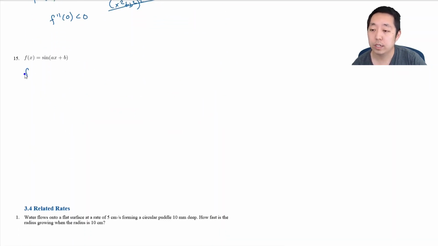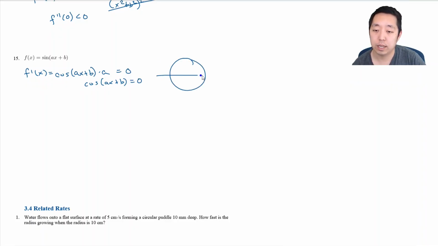And then last one here, f prime of x is equal to, derivative of sine is cosine. Leave the inside alone. But the inside's not x, so I got to multiply by the derivative of the inside, which is a. So I want to know when this is equal to 0. Okay, and so that happens when cosine of ax plus b is equal to 0. And cosine is 0, well, at a lot of places, but at pi over 2 plus every multiple of pi, like here and here.